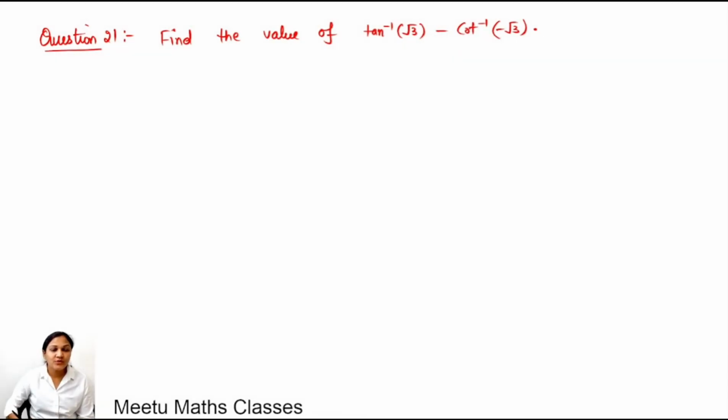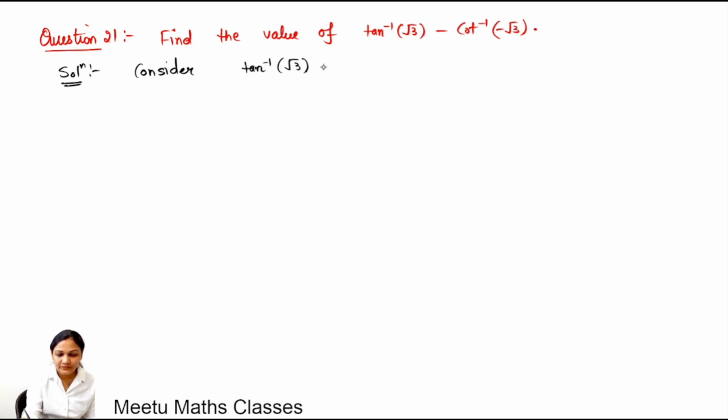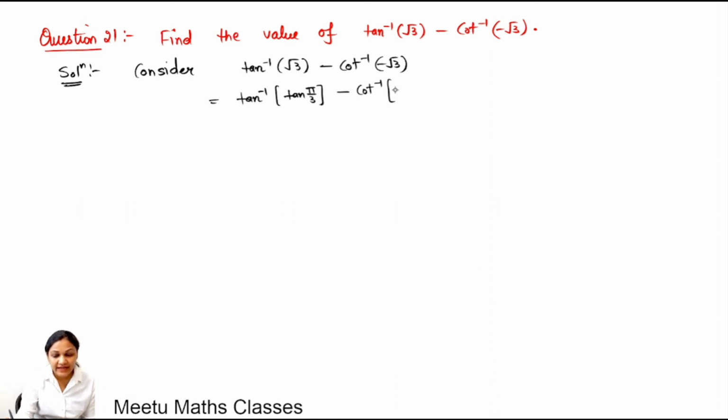Your next question is question number 21. Find the value of tan inverse of root 3 minus cot inverse of minus root 3. Now to find the value of this function, consider your function, that is tan inverse of root 3 minus cot inverse of minus root 3. Now root 3 in terms of tan can be written as tan pi by 3, and root 3 in terms of cot can be written as cot pi by 6.